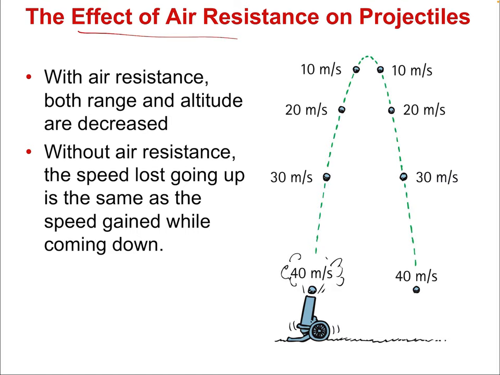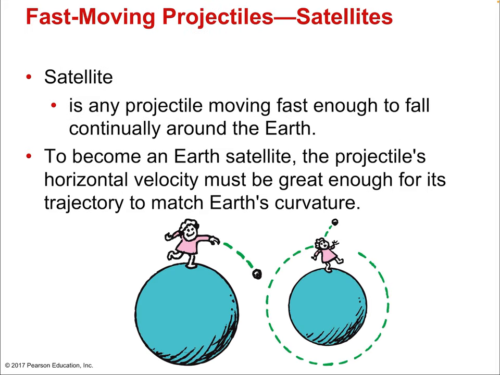So if we do add in air resistance, if we consider a little bit, then we can say that both the range and the altitude are decreased. Because with air resistance, the projectile is slowing down the whole way, right? No matter which way it's moving, air resistance is always going to slow it down. That's the way friction works. It just slows you down in whatever direction you're going, right? It always points opposite your direction, unlike gravity, which always points in the same direction. Big difference there, okay? Without air resistance, the speed lost going up is the same as the speed gained while coming down. However, with air resistance, you lose speed both on the up and the down, all right?